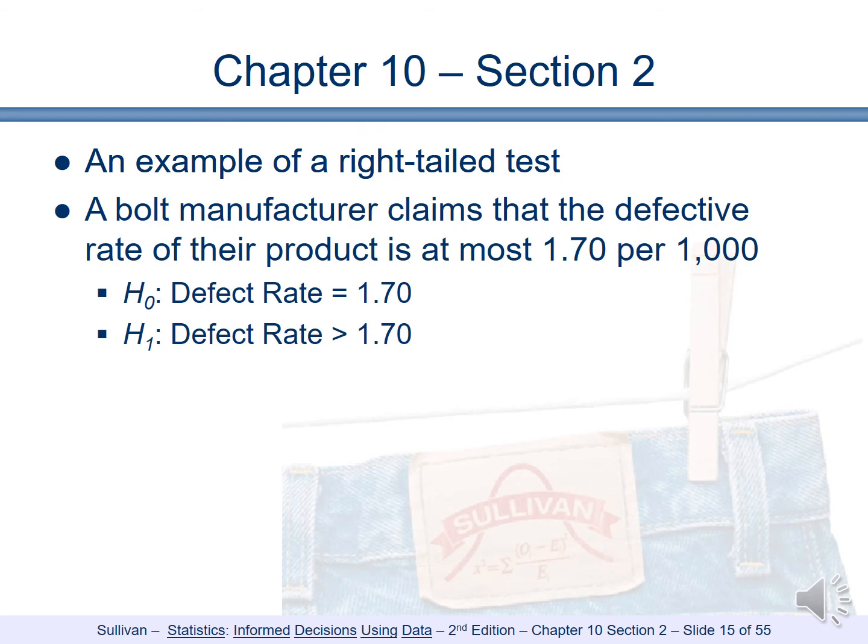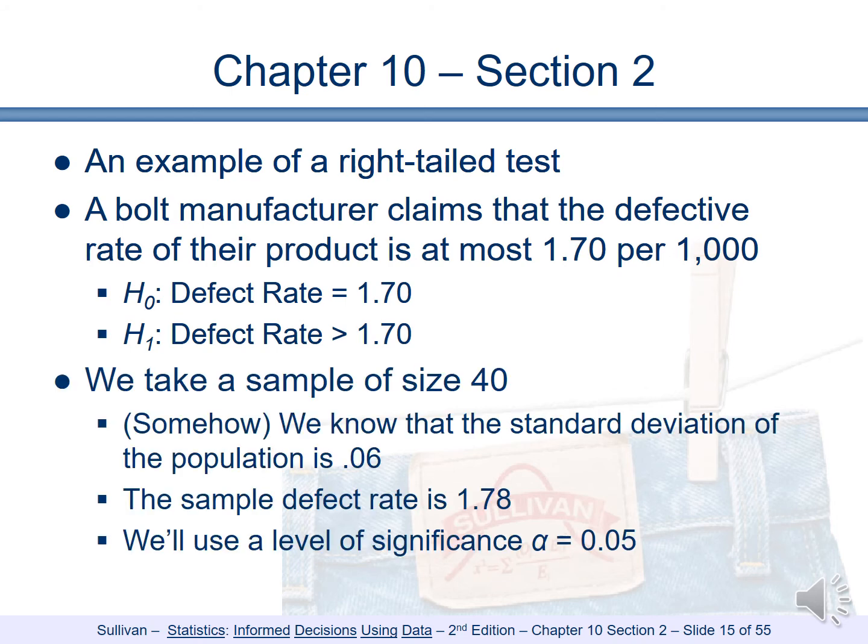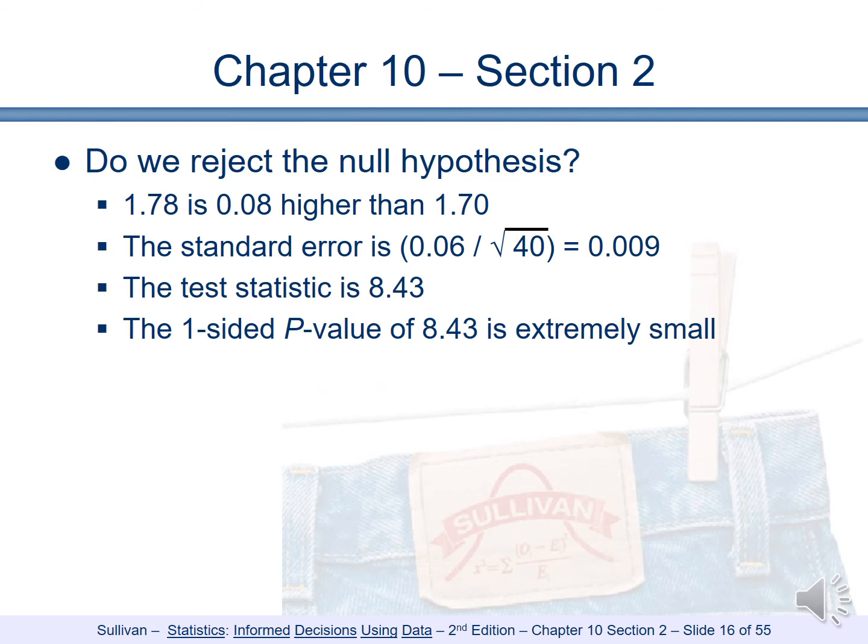A bolt manufacturer claims the defective rate of their product is at most 1.7 per 1,000. So again, H sub 0 and H sub 1. We have a sample size of 40. Somehow we know the standard deviation is 0.06. The defect rate is 1.78. And again, we'll use alpha as 0.05. And do we reject? Well, 1.78 is 0.08 higher.